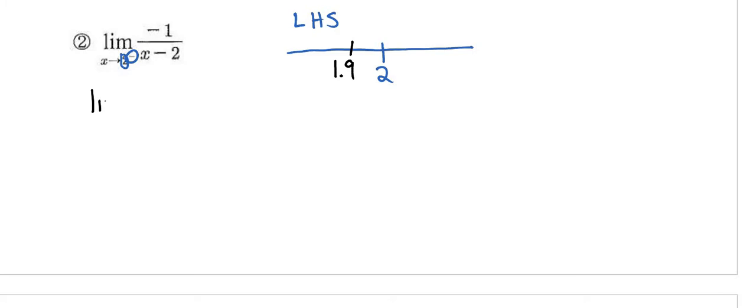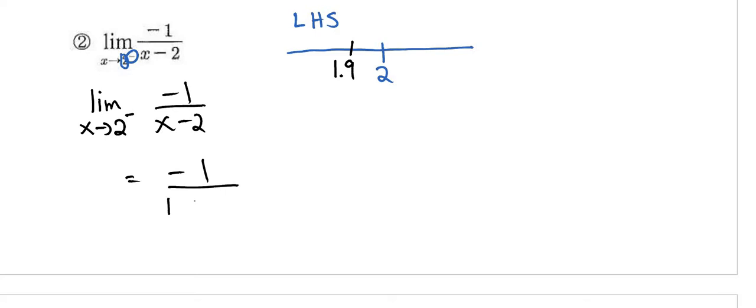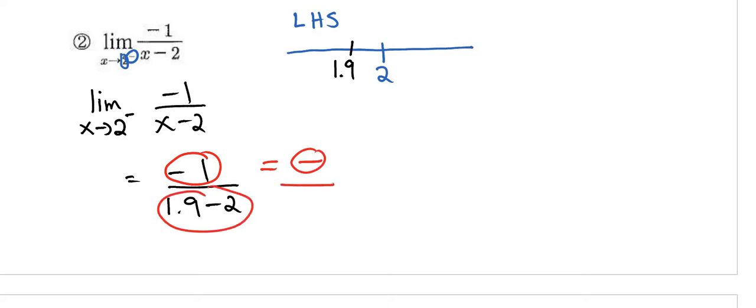And then you can do direct substitution here. So x approaches 2 from the left-hand side. I'm going to rewrite the problem here. And then let's do a direct substitution. So it'll be -1 over 1.9 minus 2. And all you need to do is look at the numerator here. Is that positive or negative? Well, that's negative. What about the denominator? 1.9 minus 2, that's going to give me a negative result. And when you have a negative result divided by a negative result, you get a positive result, and the answer will be positive infinity.